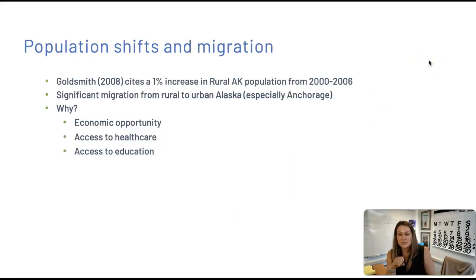So, population shifts and migration. The Goldsmith article cites a 1% increase in rural Alaska population from 2000 to 2006 and states that there's significant migration from rural to urban Alaska, especially to Anchorage. This is driven by access to economic opportunity, access to healthcare, access to education, and job training. Rural Alaska is perhaps a more extreme example because of how remote some communities are, but this is a demographic trend that's pretty similar to a lot of other parts of rural America.